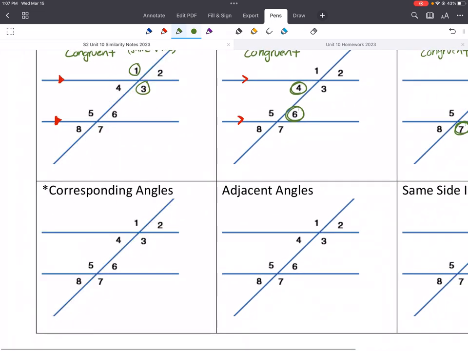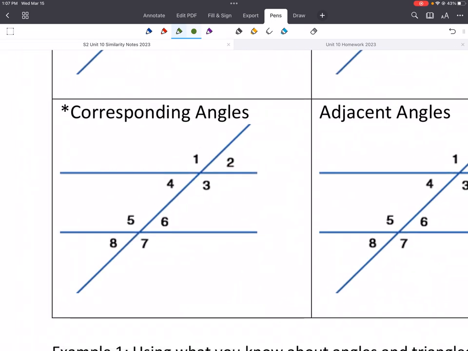All right, next is corresponding angles. This one's not as descriptive, to be able to know what it is already, but corresponding angles are like 1 and 5. Okay, so those are also congruent.